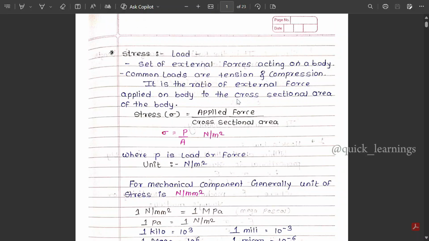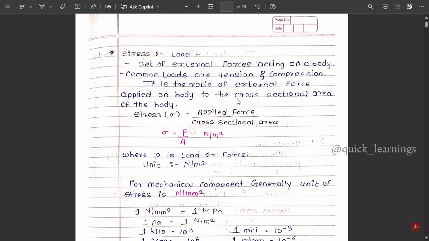Okay, so let's understand some basic properties like stress and strain. First of all, stress. Stress is the set of external forces acting on a body. Common loads are tension and compression. Stress is an external force acting on the body along a particular axis or dimension.